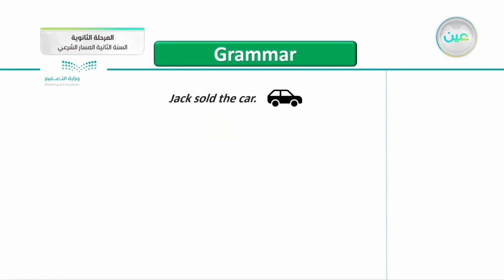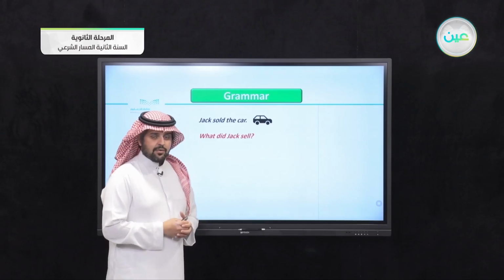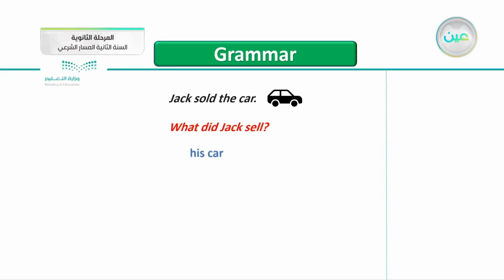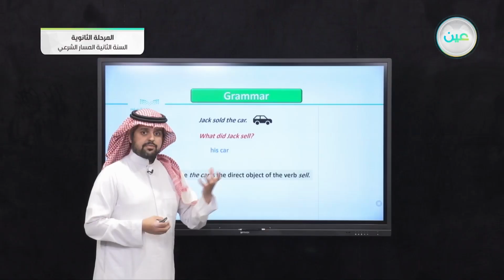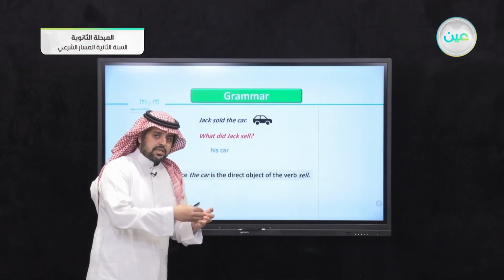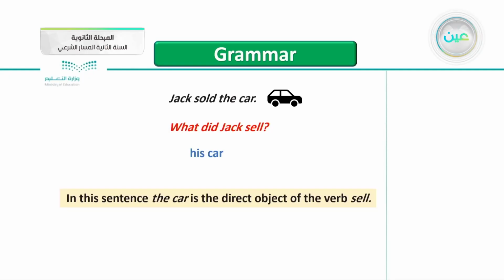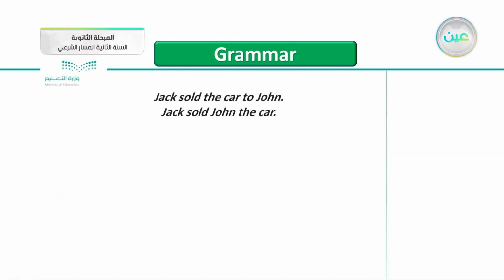So look at the example here. Jack sold the car. This is a very regular sentence. What did Jack sell? What's the object here? Yes, that's correct. He sold his car. So in this sentence, the car is the direct object of the verb sell. We have the verb sell, and the direct object for it is the car. What did Jack sell? This is the answer here, his car.